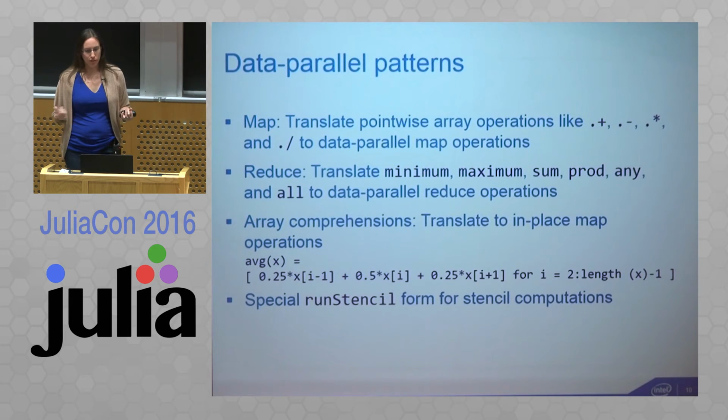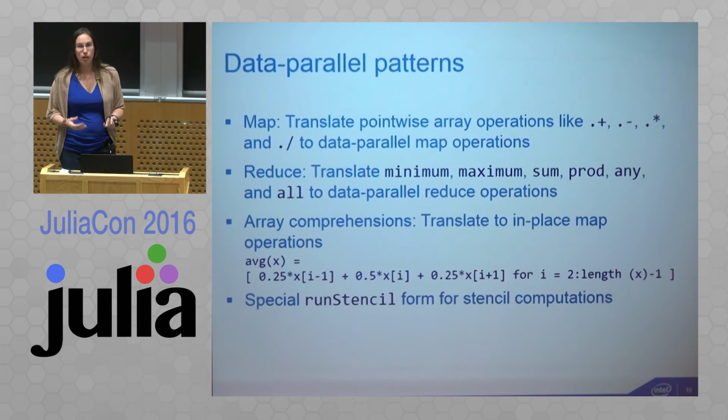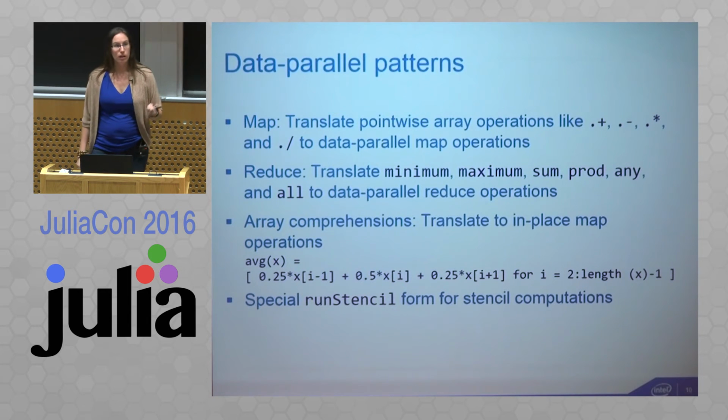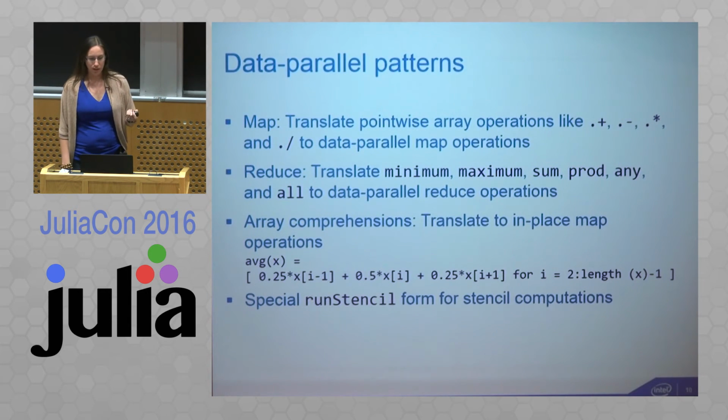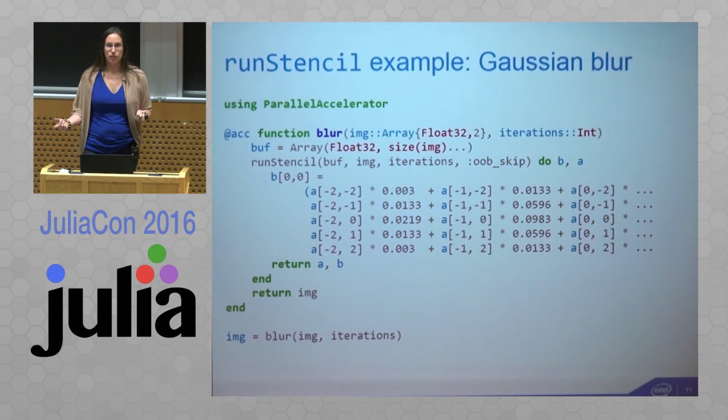But stencil computations differ from the other patterns that we support because there's not actually any built-in user-facing language feature in Julia that's specific to expressing stencil computations. So we added one. We introduced a new user-facing language construct called runStencil for expressing stencil computations in Julia. So next, we'll look at an example of how that works. In the previous code that I showed you, it was a ParallelAccelerator program that was basically identical to the plain Julia version, except for importing the ParallelAccelerator library and using the ACC macro annotation.